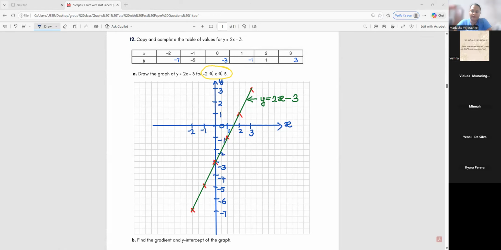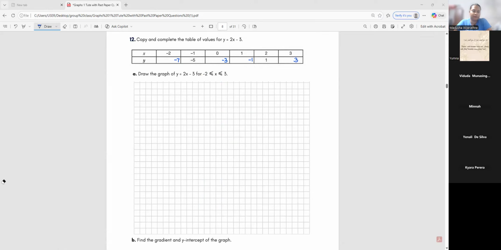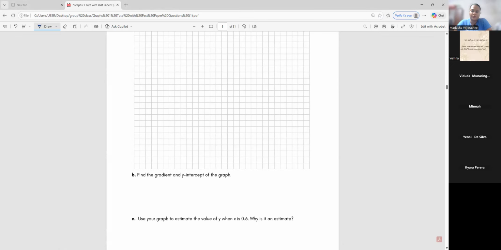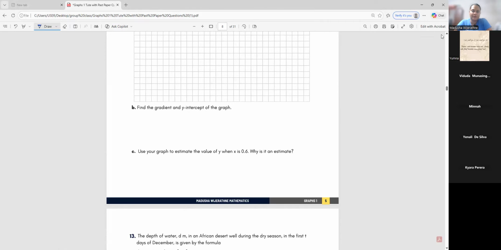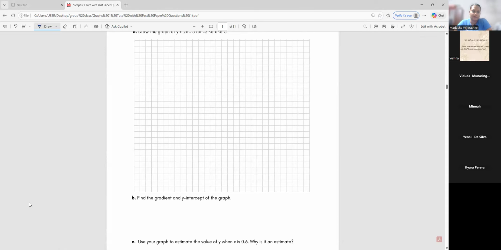Okay, part B. Gradient and the y-intercept. Gradient is 2, y-intercept is -3. There is another part. Use your graph to estimate the value of y when x is 0.6. Why is it an estimate? x is equal to 0.6.